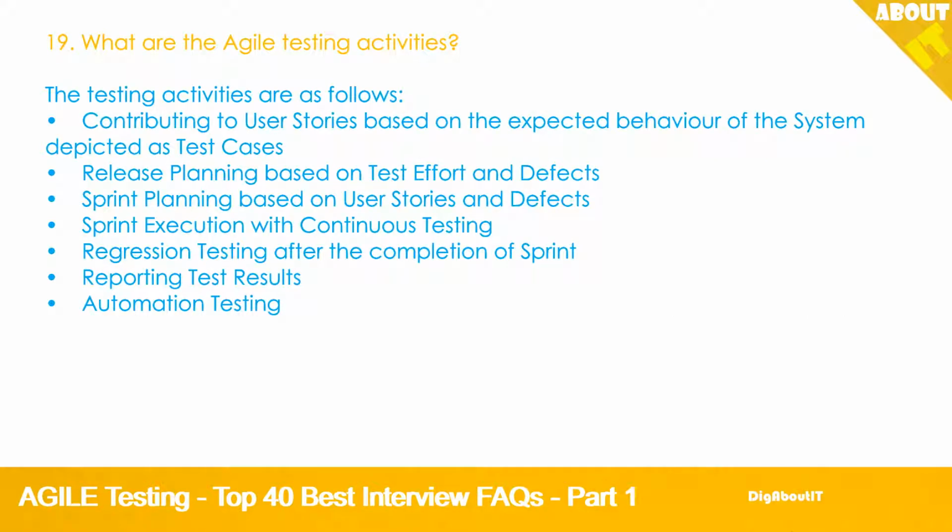19. What are the Agile testing activities? The testing activities are as follows. Contributing to user stories based on the expected behavior of the system depicted as test cases. Release planning based on test effort and defects. Sprint planning based on user stories and defects. Sprint execution with continuous testing. Regression testing after the completion of the sprint. Reporting test results. Automation testing.